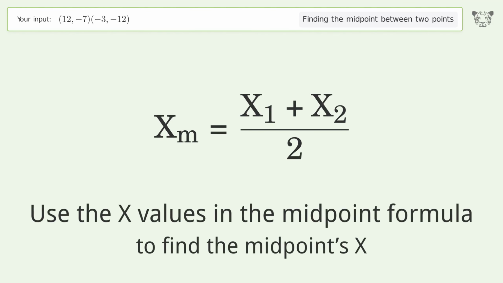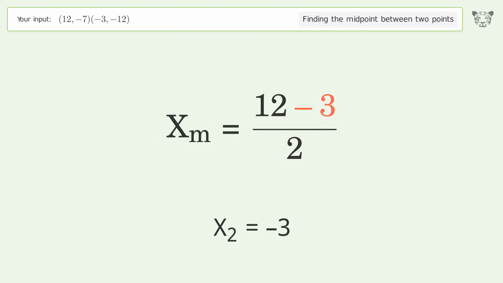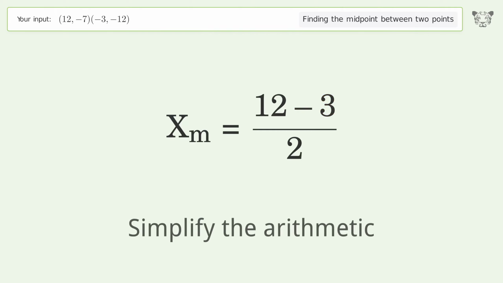Use the x values in the midpoint formula to find the midpoint's x. x1 equals 12. x2 equals negative 3. Simplify the arithmetic.